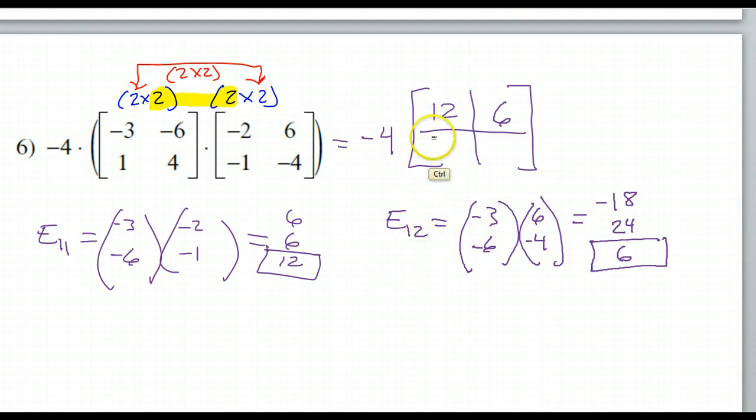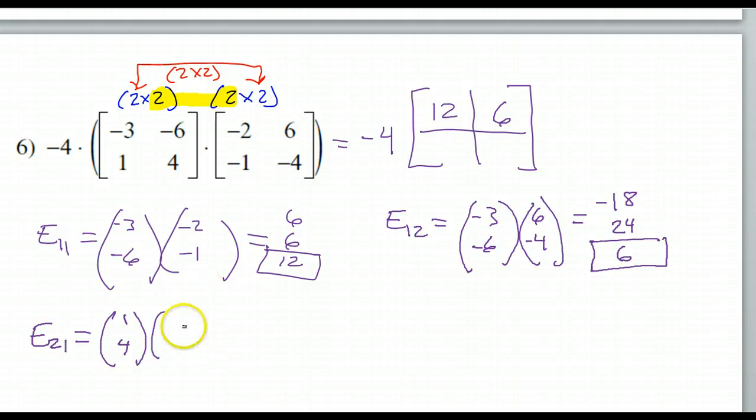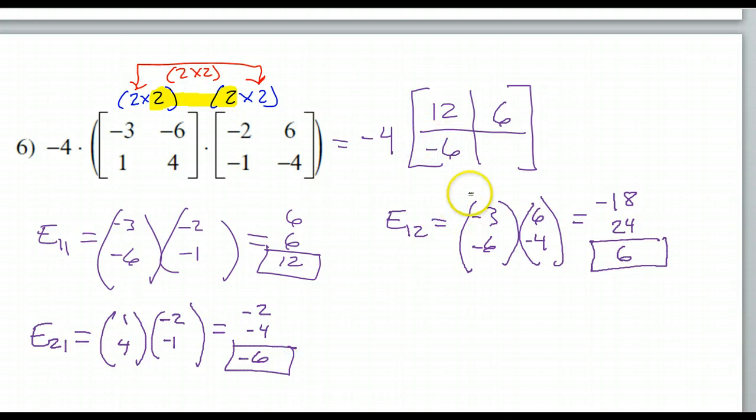Next we move down here. I'm going to call this one element 2, 1, because this is row 2, column 1. So I need to do row 2, 1, 4, times column 1, which is -2, -1. So that's -2 and -4, which makes -6. So there's our -6.